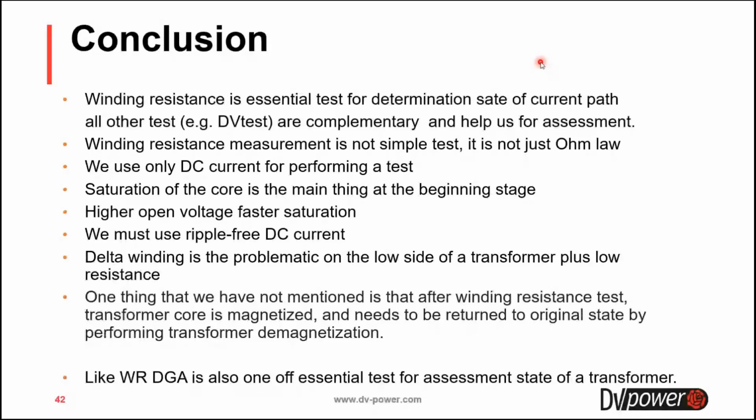One thing that I have not mentioned is that after the winding resistance test, the transformer core is magnetized and needs to be returned to the original state by performing transformer demagnetization. Like winding resistance, DGA is also one of the essential measurements to assess the state of the transformer.